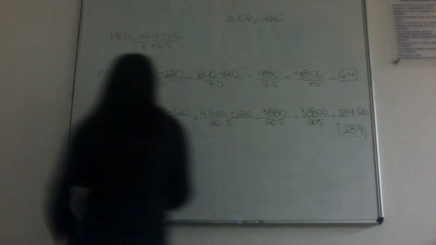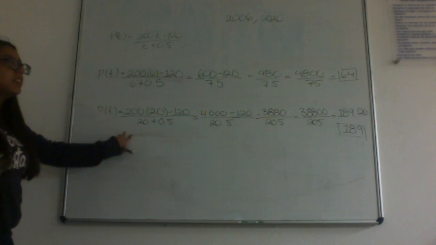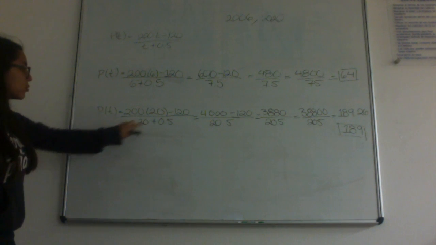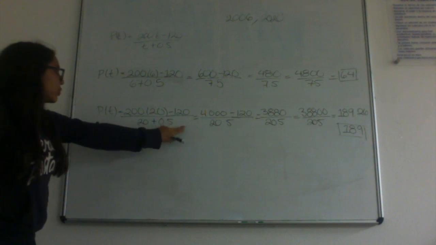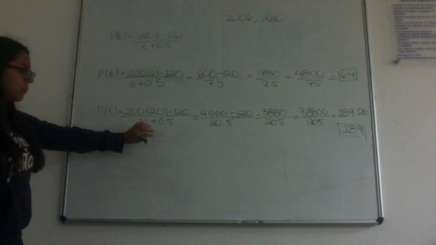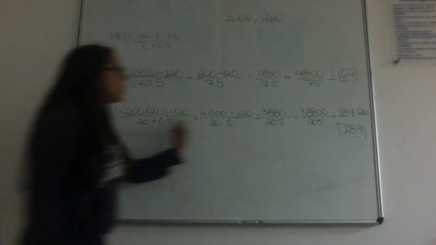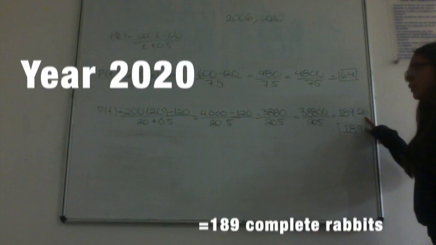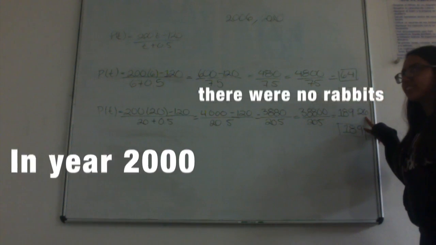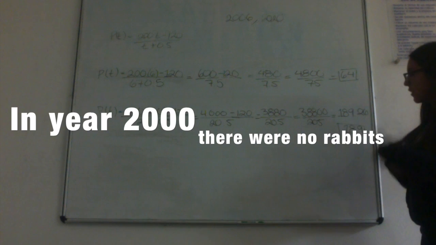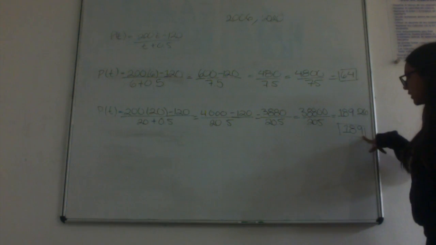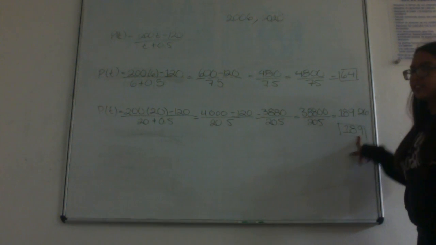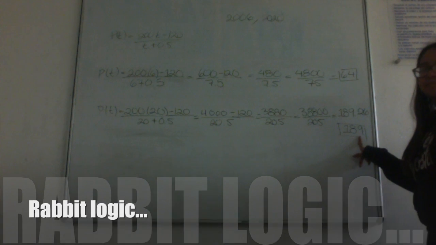And in 2020 we did the same, so t equals 20, and we evaluated in the function 200 times 20 minus 120 over 20 plus 0.5, and we got 189.26, but you can't have 0.26 of a rabbit, so we got 189 rabbits. This is mathematically, and this is like logic.